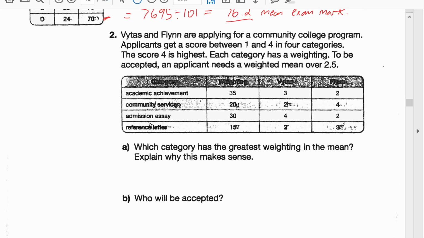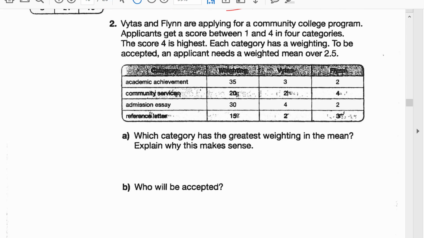Vitus and Flynn are applying for a community college program. Applicants get a score between 1 and 4 in 4 categories. The score 4 is highest. Each category has a weight. To be accepted, they need to have a weighted mean over 2.5. Which category has the greatest weight in the mean? Explain why.